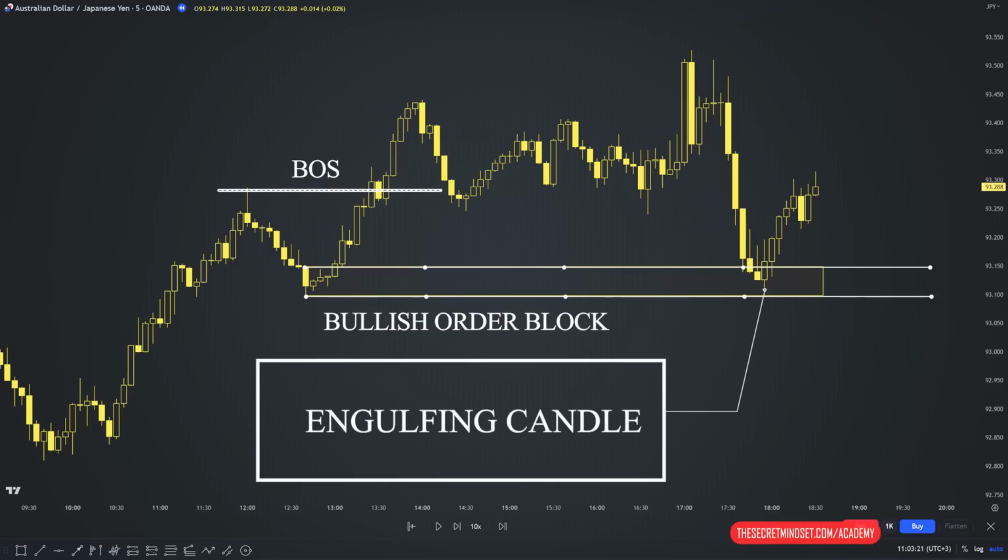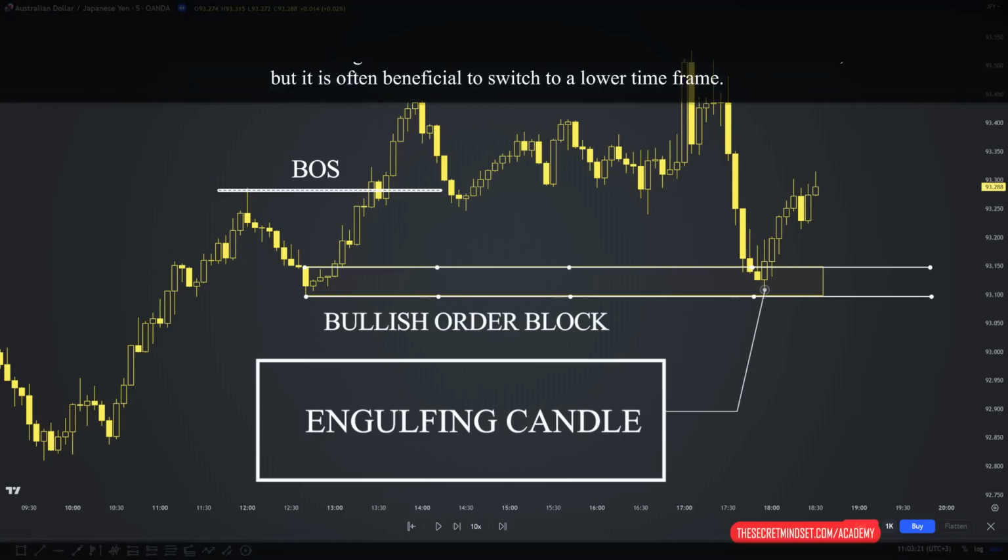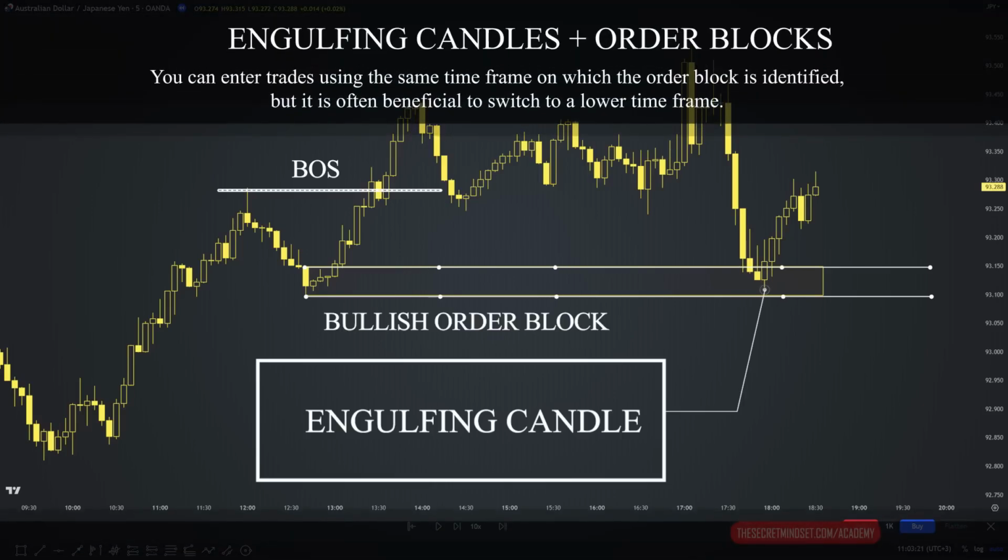Here we are looking at an order block, and we can see an engulfing candle that appears shortly after the price entered the zone. This is your trigger for entering the trade when you see this candle form. While it's possible to enter trades using the same time frame on which the order block is identified, it's often beneficial to switch to a lower time frame. By doing so, you can reduce your risk and potentially increase your reward.